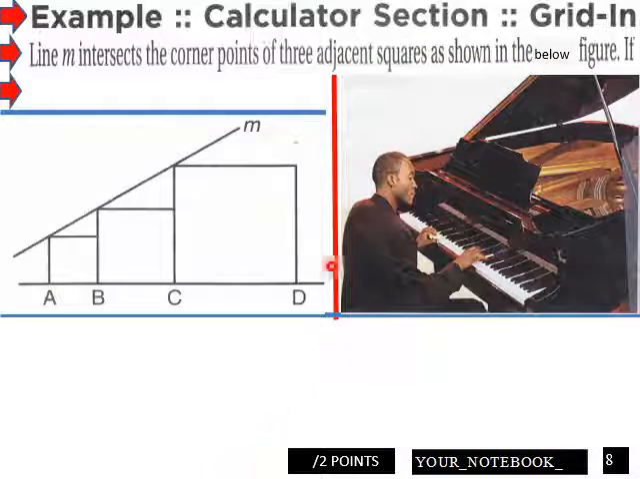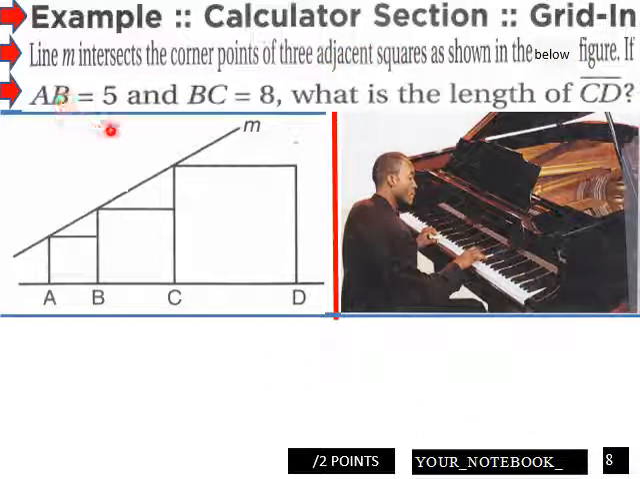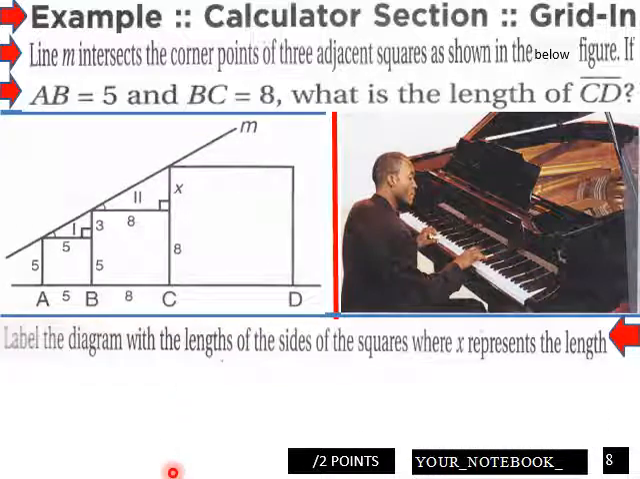Example, calc section, grid in. Line M intersects the corner points of 3 adjacent squares as shown in the below figure. If AB equals 5, BC equals 8, what is the length of CD? We need to find the length of CD here. So here is a schematic, a diagram here. Label the diagram with the lengths of the sides of squares where x represents the length. So we know the lengths of these here.